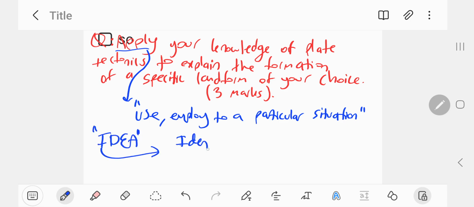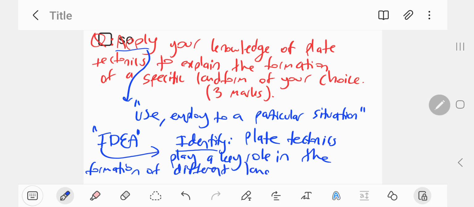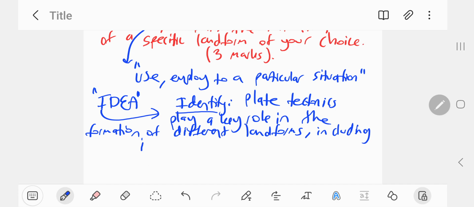Let's start with identify. I for identify. So a good way to start is plate tectonics. So this is the introduction. In other words, plate tectonics play a key role in the formation of different landforms, including volcanoes. So I've chosen volcanoes. I've told the marker that's it, I'm going to be focusing on volcanoes. So it's like a promise as well at the very start of the response. Volcanoes. So that's 1 mark there.